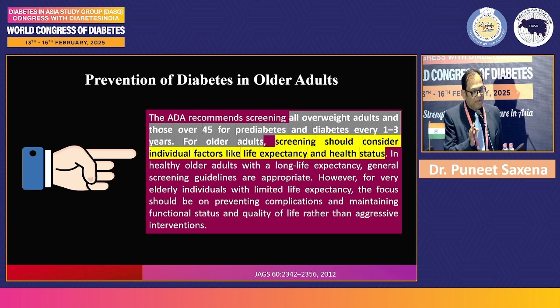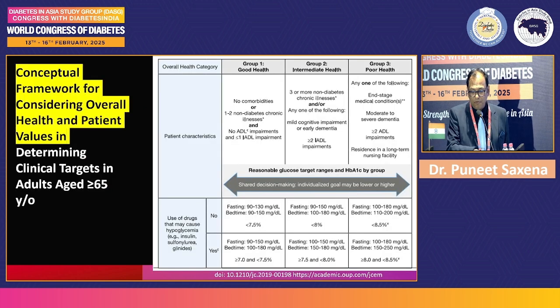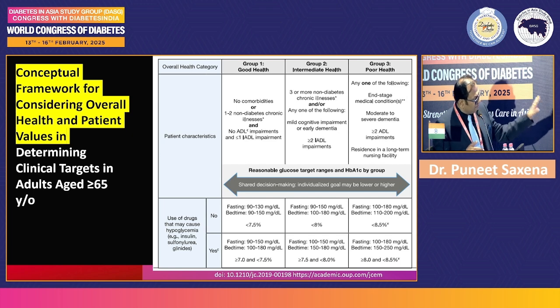The quality of life, and the need to not induce side effects of therapy and hypoglycemia, are of paramount importance. And this is how you divide the overall health category of the people. ADA says this is how you divide good health, intermediate health, and poor health. I will not go into the details, but elderly people can be assessed on this basis, and you will see the different glycemic targets given in the table below.